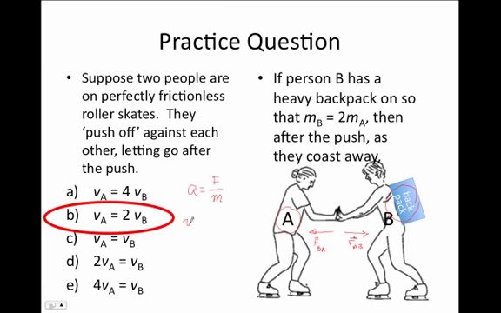And remember that the final speed is going to equal the acceleration times the time over which they're pushing on one another. So everything else being equal, the lower mass results in a larger speed. So person A will be going faster.